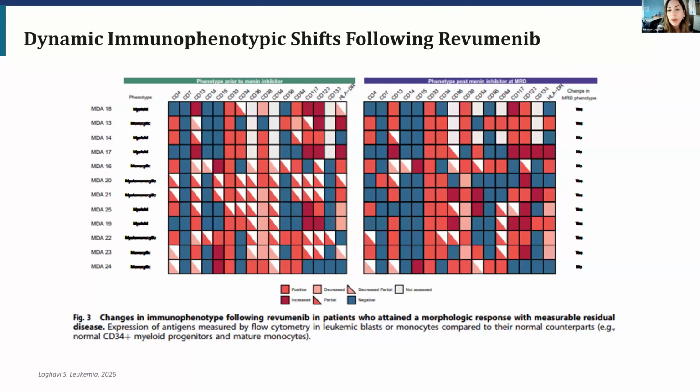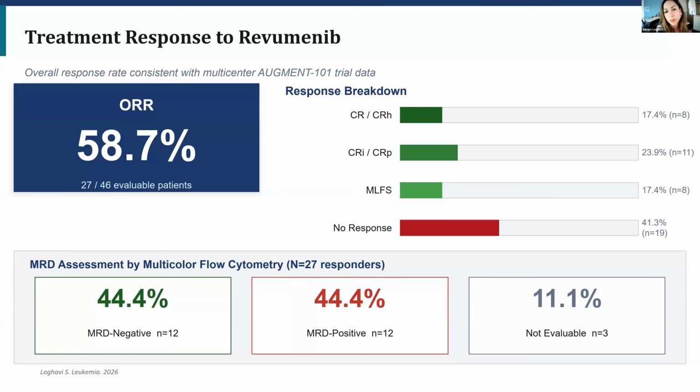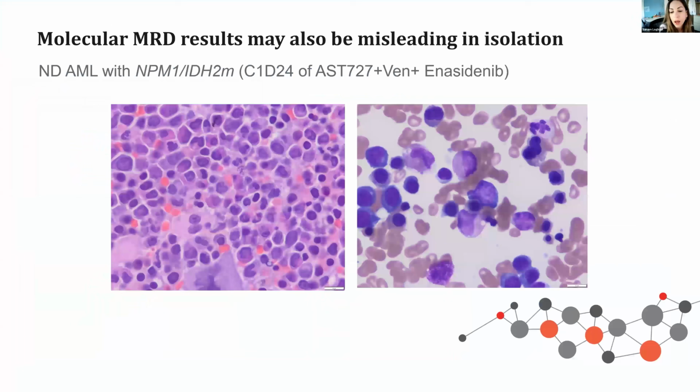But it's a graph that shows the degree of phenotypic shift in the baseline on the left-hand side compared to the phenotype post-menin inhibition in patients that were MRD positive. And you can see that, in some of the patients at least, the change is not subtle. Some patients went from a completely myeloid phenotype to a monocytic phenotype. Some patients went back from a monocytic to a myeloid phenotype. So there was a lot of variation that it's important to be aware of. And then in terms of treatment response, of course, patients that achieved MRD negativity did a lot better and had better outcomes, which again is not surprising.